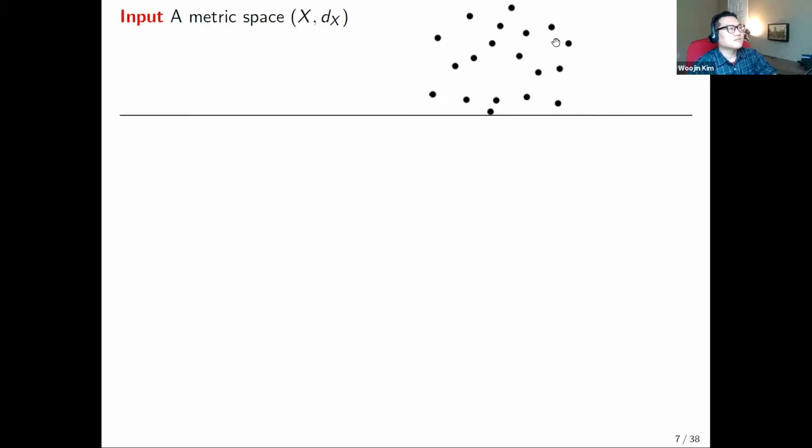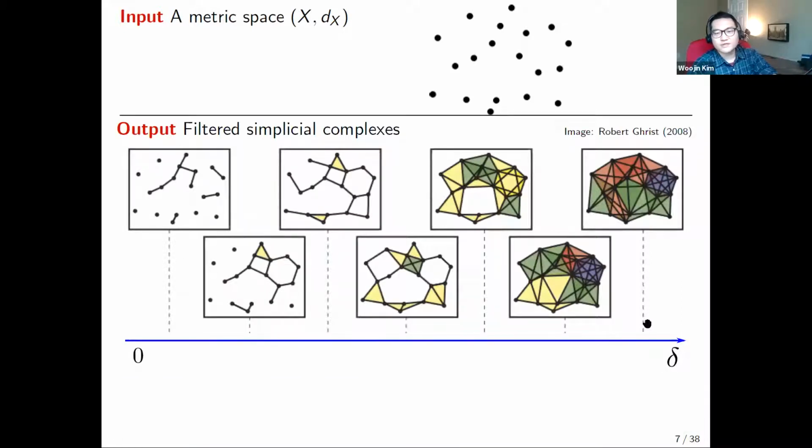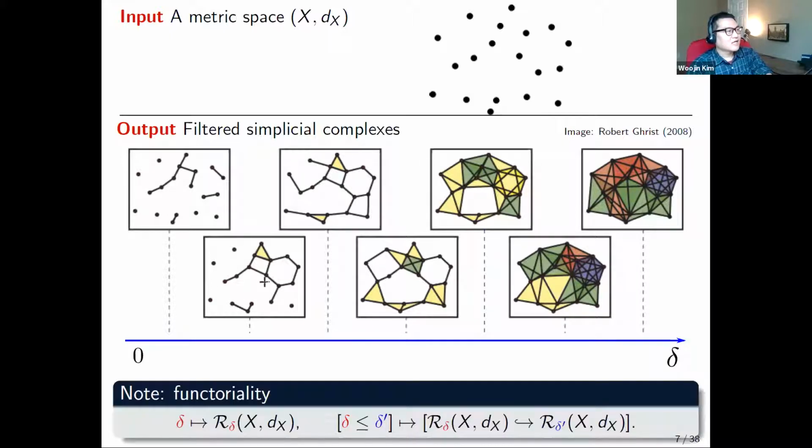If we do that, given such an input metric space, we are going to have the following increasing family of simplicial complexes over the real line. So in these small scales, we have only a few edges. But as delta grows, we are going to have more and more edges in the simplicial complexes. And triangles will come in, and tetrahedra will come in, and more higher dimensional simplices will be placed on top of the data set. Then one thing to note from this filtration is the functoriality. Not only are we sending each delta to the delta-Rips complex, but also whenever we fix two different values, delta and delta prime, there exists an inclusion map between the corresponding simplicial complexes.